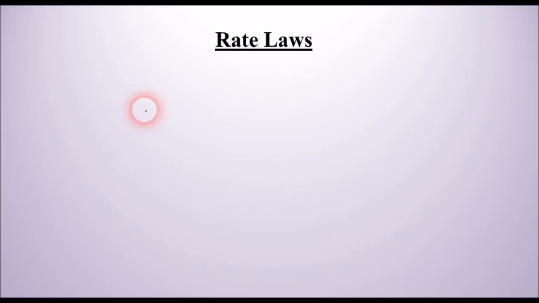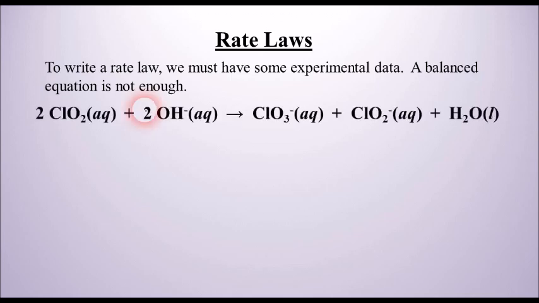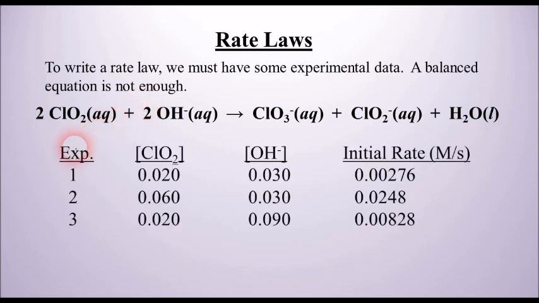Well, let's take a look at another concept, the idea of writing a rate law. And so in order to write a rate law, we have to have some experimental data here. We can't just have a balanced equation. So let's imagine that we have this equation right here, and we're given some data. And here we have 3 experiments. And for each one, we're given the initial concentration of both reactants, ClO2 and hydroxide, and we're also given the initial rate of reaction. And we're being asked to find the rate law.